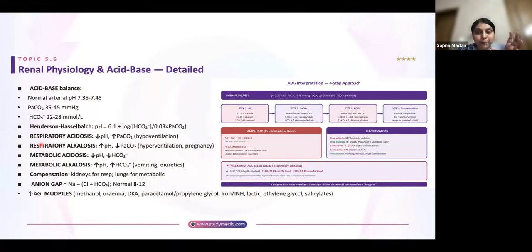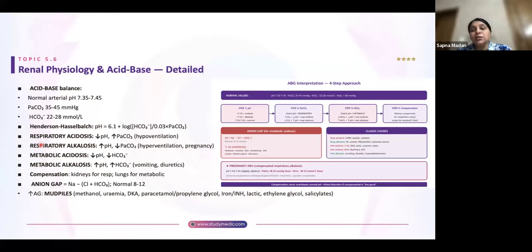So when a question is given to you and they ask you to analyze, you are supposed to first see the pH. See whether the pH is acidotic, so less than 7.35, or alkalotic, more than 7.45. This basic thing has to be clear. Low pH is acidotic, high pH is alkalotic. This has to be clear. And the normal, of course, we all know.